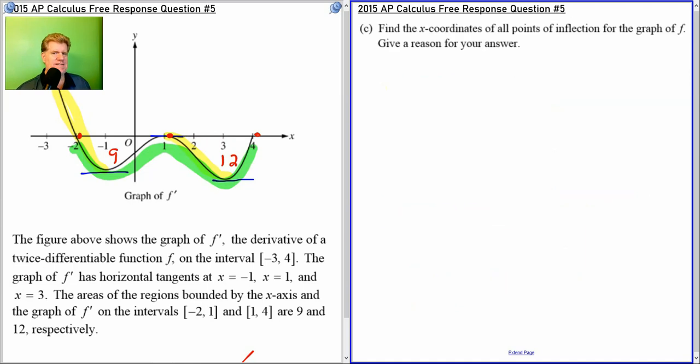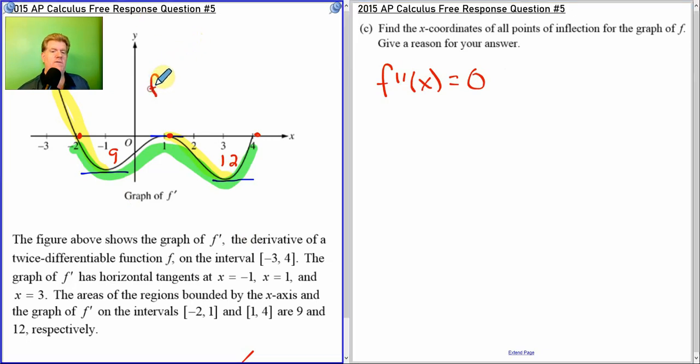All right, let's go to C. Find all the x-coordinates of the points of inflection. Now remember, points of inflection are a second derivative. When is a second derivative equal to 0? Okay. Now, if we are given f prime, don't forget that f double prime is the slopes of f prime.